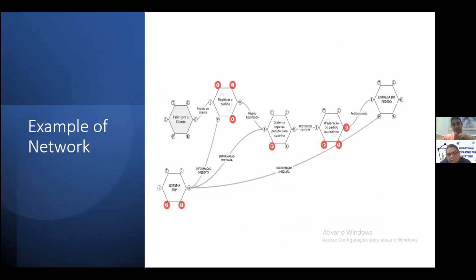This is here an example of a network. As we can see, for example, this ERP system has an impact on the requirements and the systems. So we can see that the system is interlinked, not in a linear way.